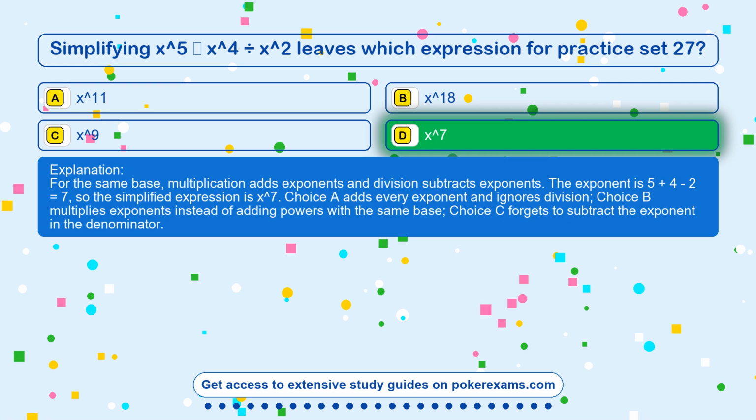For the same base, multiplication adds exponents and division subtracts exponents. The exponent is 5 plus 4 minus 2 equals 7, so the simplified expression is x^7. Choice A adds every exponent and ignores division. Choice B multiplies exponents instead of adding powers with the same base. Choice C forgets to subtract the exponent in the denominator.